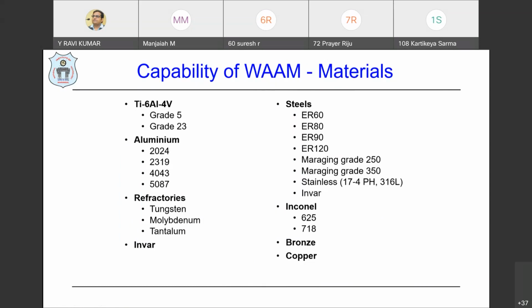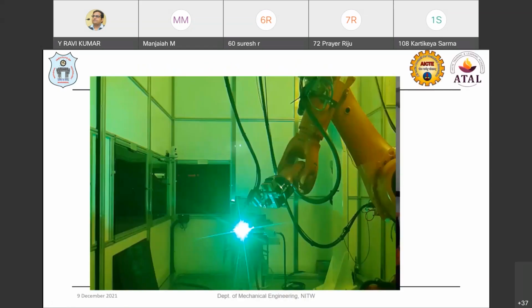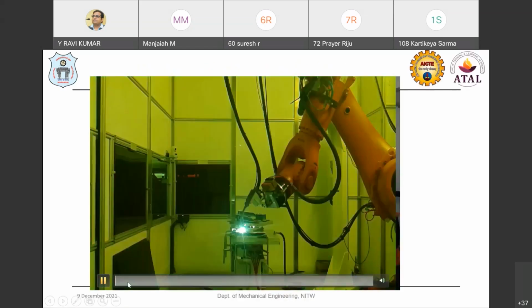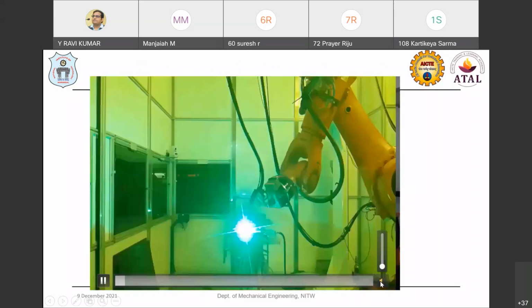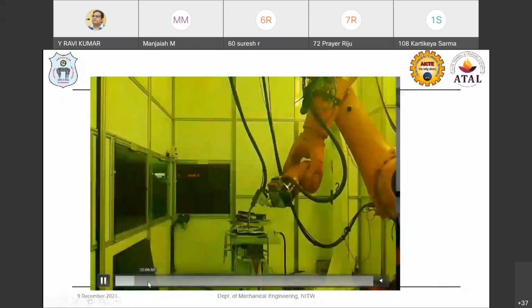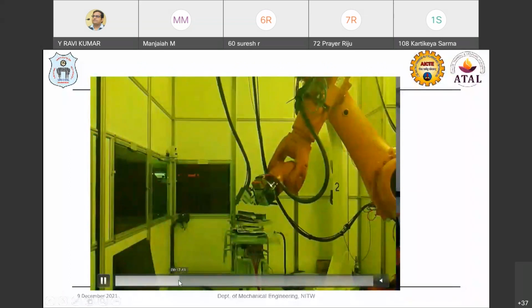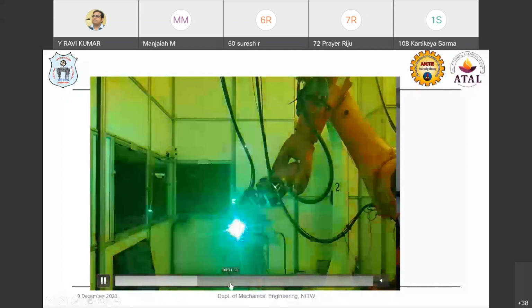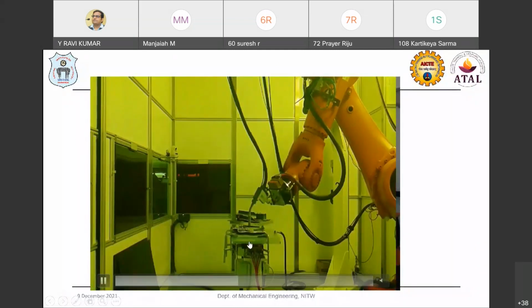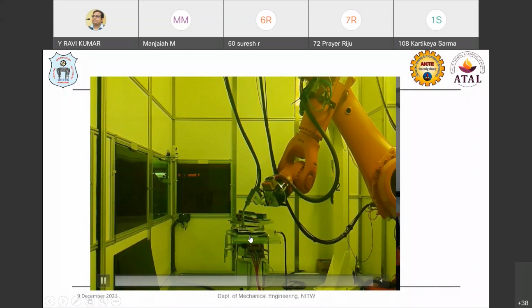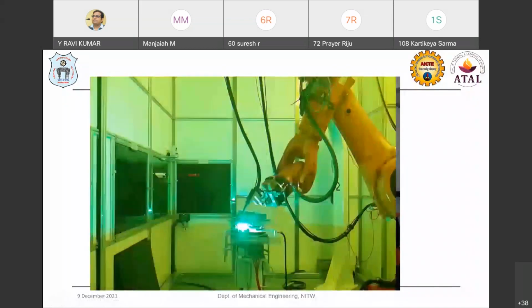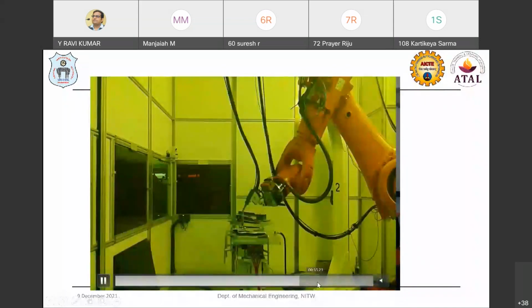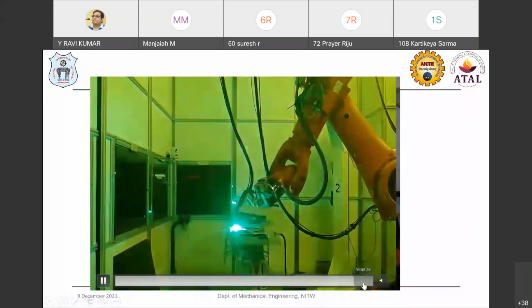Still, there are many opportunities where researchers can address difficulties or interesting areas to work on with the WAM process. You can see how WAM works. This is the laboratory where we have tried manufacturing some complex parts. Here we are using a robot to manufacture a component with aluminum. This is the arc we use to melt the aluminum wire feed material, and this is how the robotic system works to make the components.